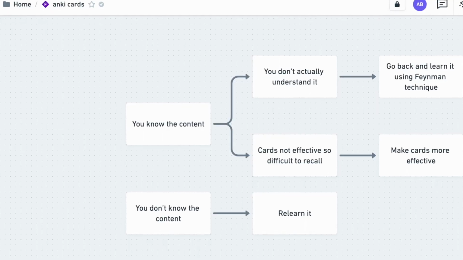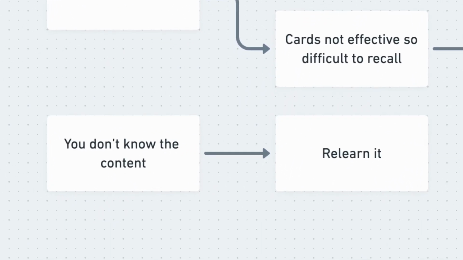And now the other hand is you don't know the content. So we've talked about you do know the content, you don't know the content. And that's very simple. If you think about it, obviously if you don't know something, you're gonna get it wrong. Very simple. And if that's the case, you need to look at that card and think, okay, do I actually know what it's talking about? And if the answer is no, go ahead and relearn the content. Go back to your textbook, go back to your websites, go back to your lectures, whatever you've been using to make those Anki cards, and relearn that content.